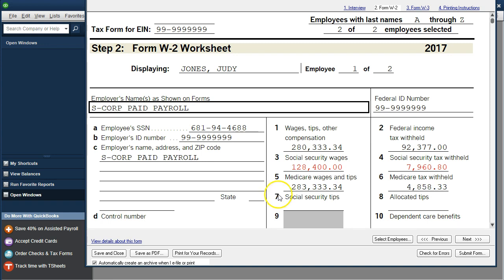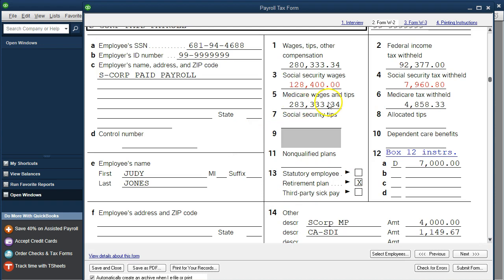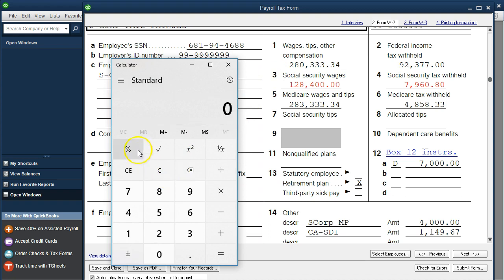wages number. If we take this Medicare wages and we compare it to the FIT wages and see what that difference should be, it should be the 283,333.34, and then we're going to subtract from that the 401k, 7,000 reported here, 7,000, and then add to it the S Corp MP, the 4,000. So we'll say plus 4,000, and that's going to give us our difference here in the wages. So these 2 items are giving us our difference between the Medicare wages and the FIT wages.